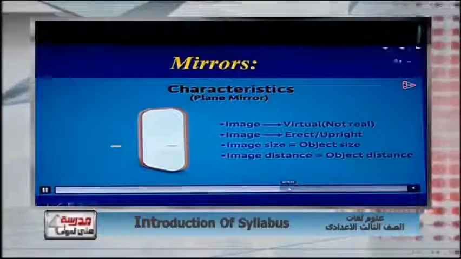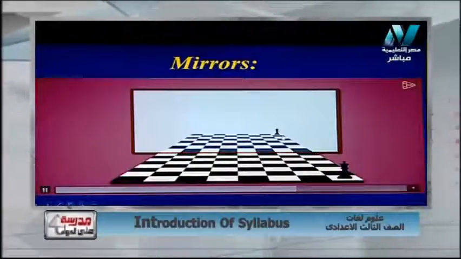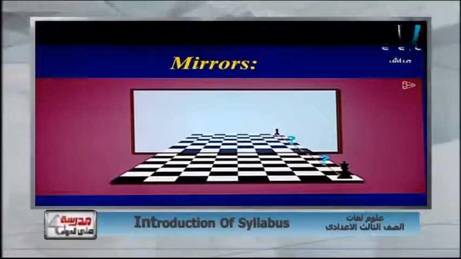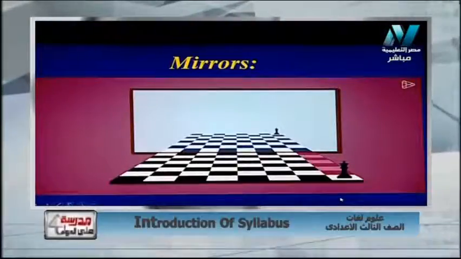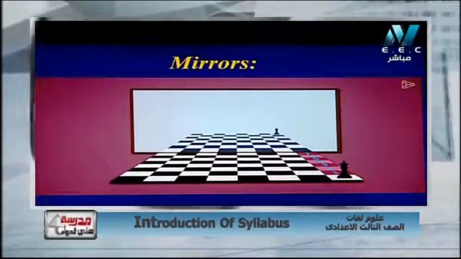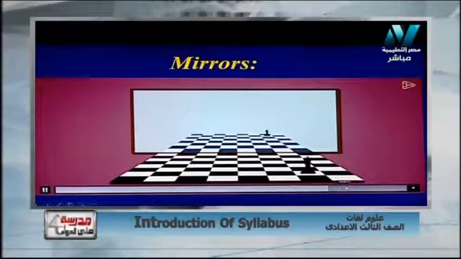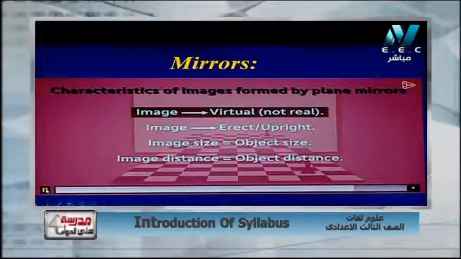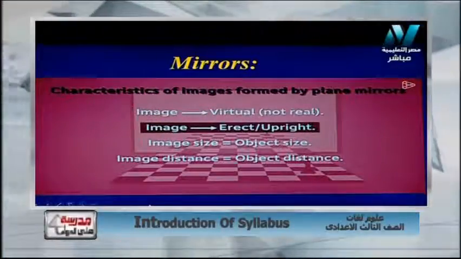Next, the distance between object and mirror equals the distance between mirror and image, as in this chessboard, لوحة الشطرنج, in front of us. If I approach the mirror, my image will approach toward the mirror and so on. So now we know the properties of the image through a plane mirror. The image is virtual, the image is erect, the image is equal in size, and the distance between the object and the mirror equals the distance between the image and the mirror.